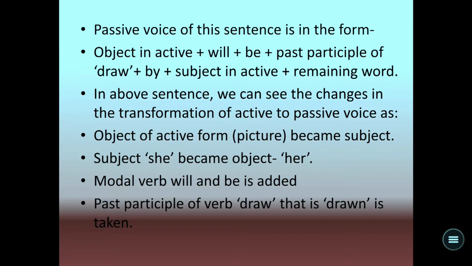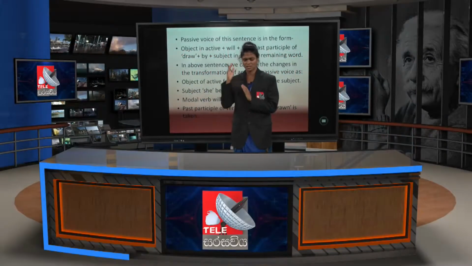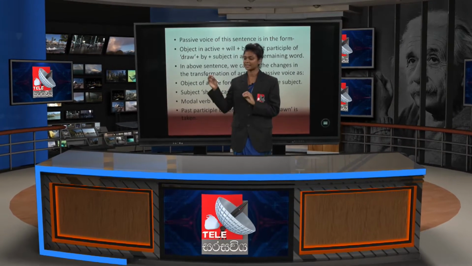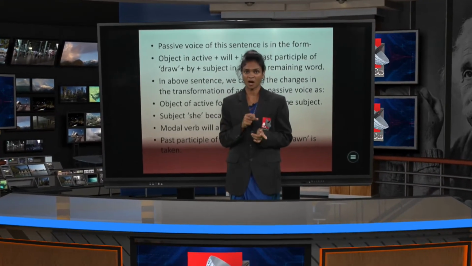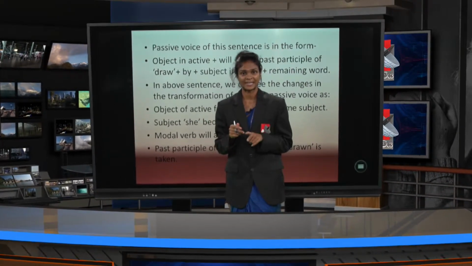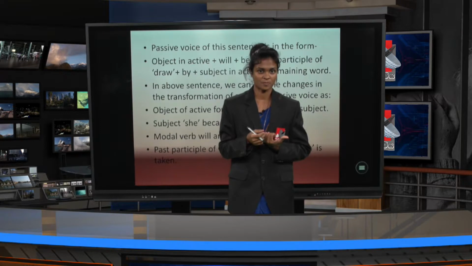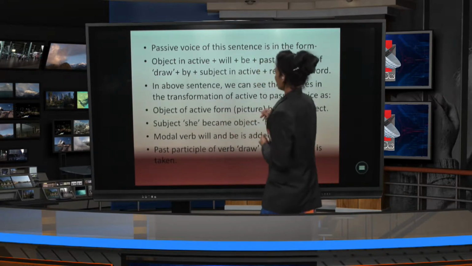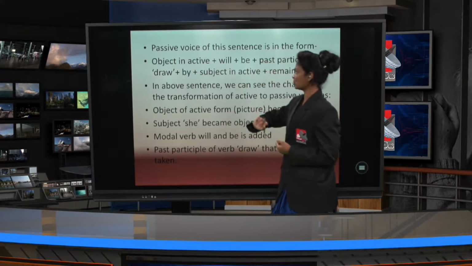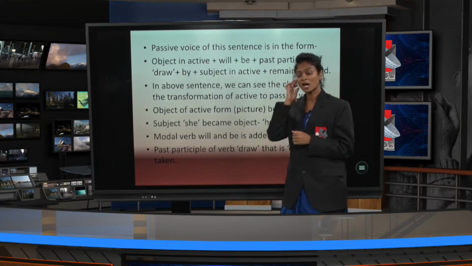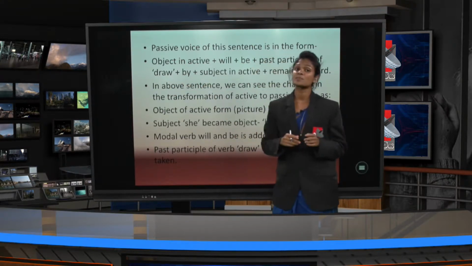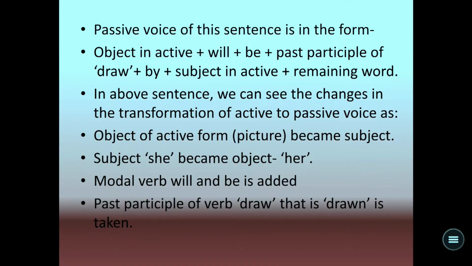What are past participles? I think you might be well aware of those things. Simple present, past and past participles. There are three kinds of verb patterns, right? Like this: go, went, gone. Come, came, come. Help, helped by adding ed, as well as helped for the past participle by adding ed. Here, this is the object in active, will plus be, plus the past participle of the verb. What is the verb of my example? It is draw. The past participle of it is drawn.